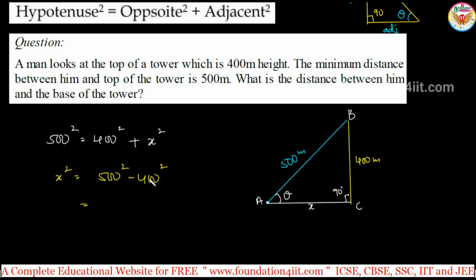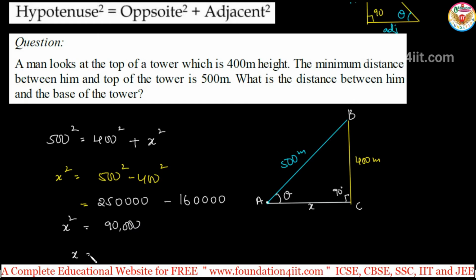You can use the a square minus b square formula: 500 square minus 400 square. Simplify: 500 into 500 is 25 with 4 zeros, 2,50,000. 400 into 400 is 16 with 4 zeros, 1,60,000. Subtract this, so you'll get 90,000. That is the value of x square. Then x is equal to the square root of 90,000. That is 300, because 300 into 300 is 90,000. You can do prime factorization also. So x is 300 meters. That means the distance between him and the base of the tower is 300 meters.